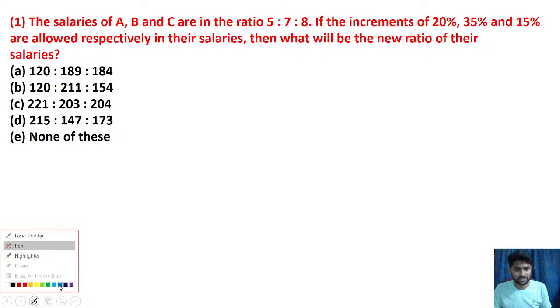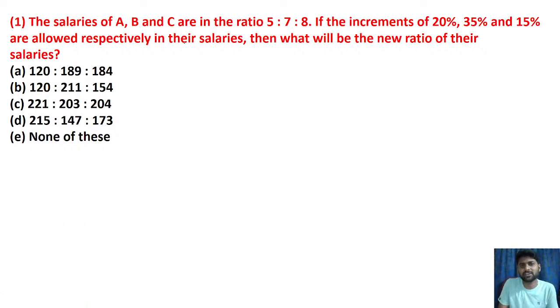See the question number 1. The salaries of A, B, C are in the ratio of 5 is to 7 is to 8. If increments of 20%, 35% and 15% are allowed respectively in their salaries, what will be the new ratio of their salaries? Initially, there are 5 units of salary for A, 7 units for B and 8 units for C. Now they got an increment. For example, we solve in this way.